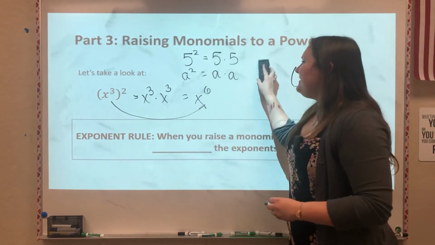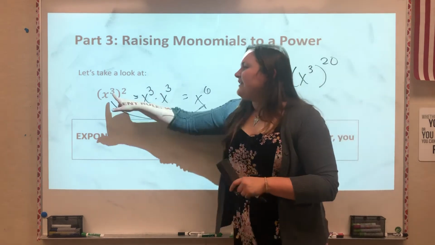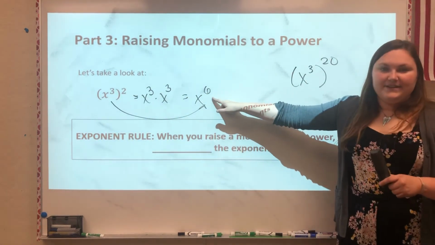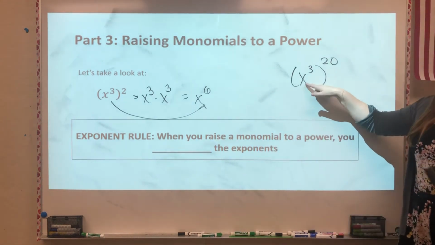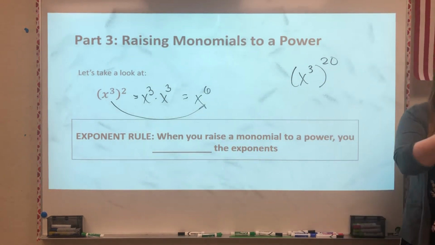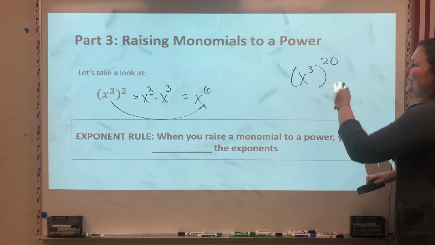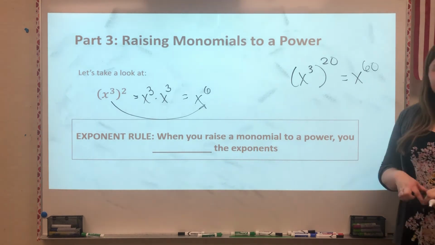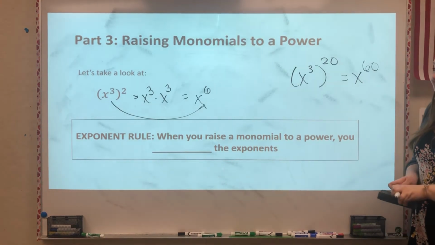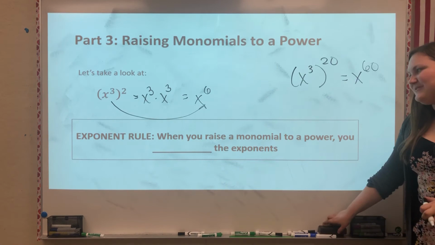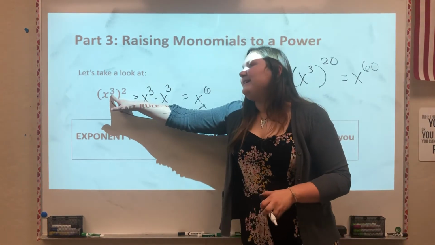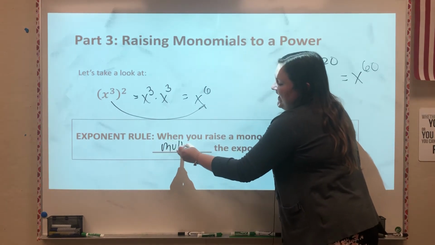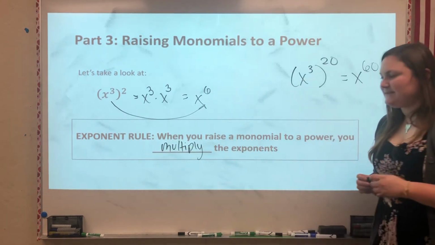Well, in this problem here, I see the 3 and the 2. I see that I could multiply these exponents to get to our answer here. That means for something like this, I don't have to write x cubed times itself 20 times. I could just say, well, 3 times 20 gives me 60, so that's x to the 60th power. That's the last rule we've got for today. That last rule says when you raise a monomial to a power, you multiply the exponents.